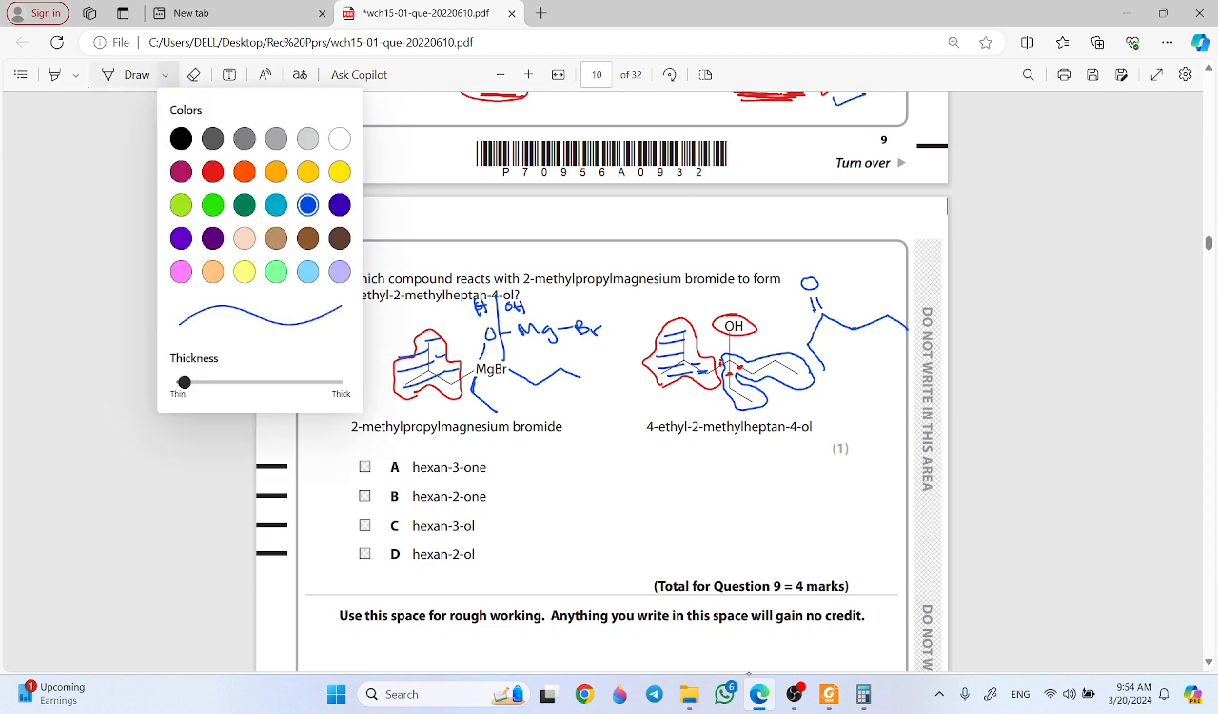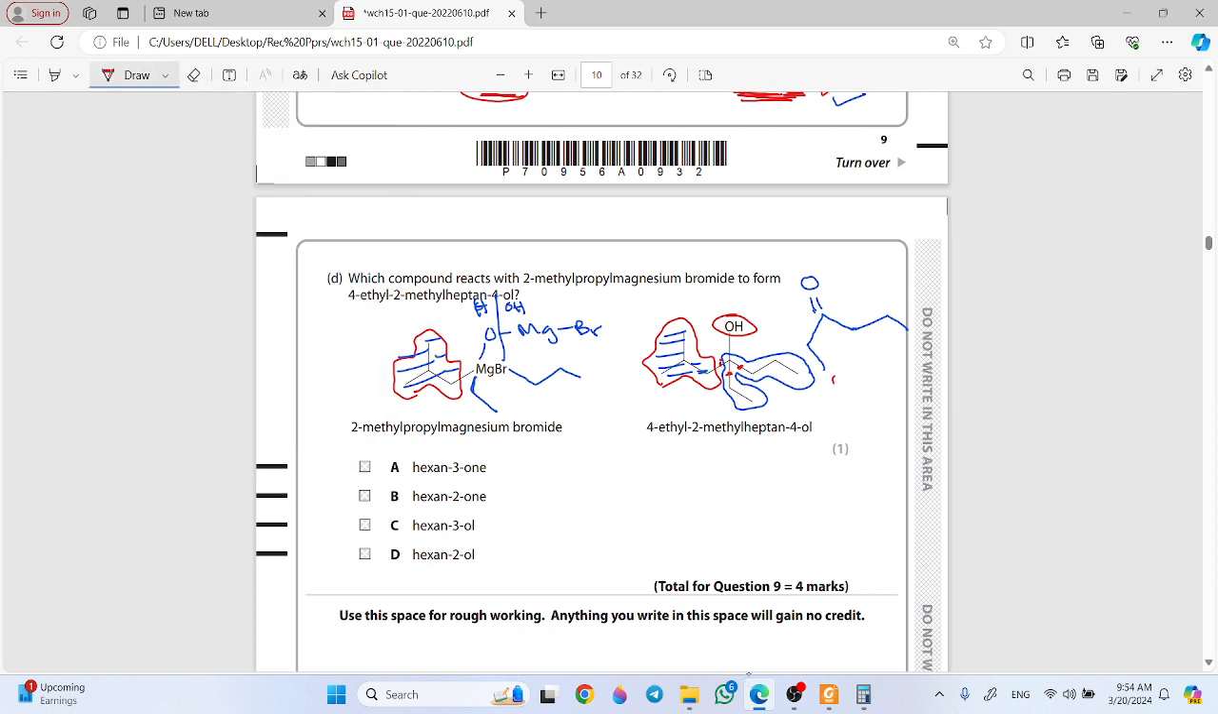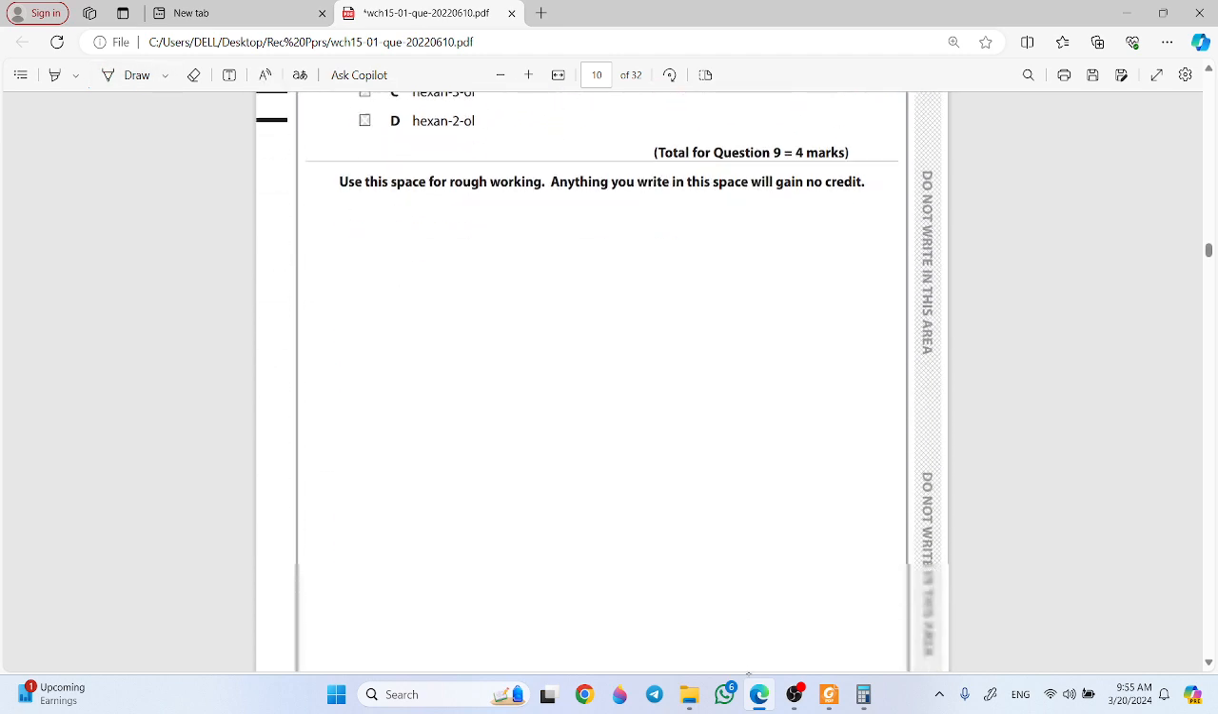Now identify what's ketone. Number it. 1, 2, 3, 4, 5, 6. So hexan-3-one, right? Right. So this one would be hexan-3-one.